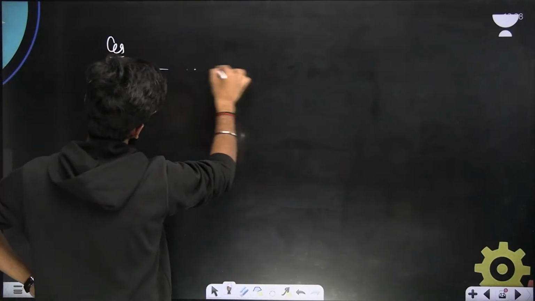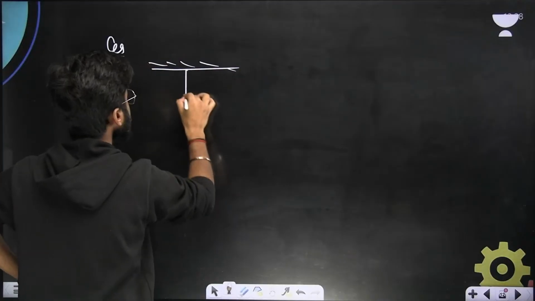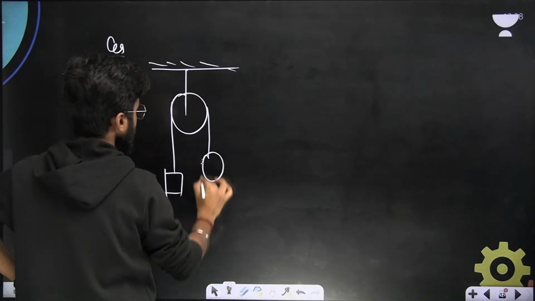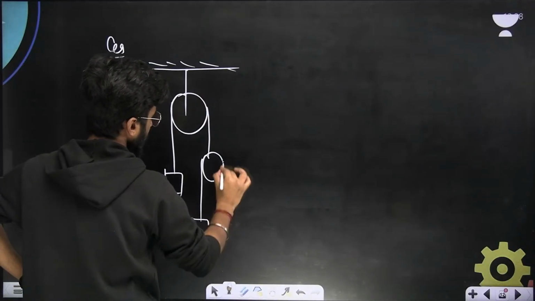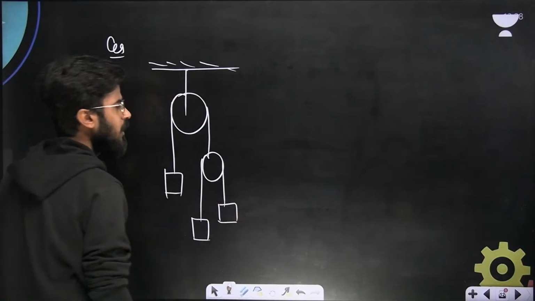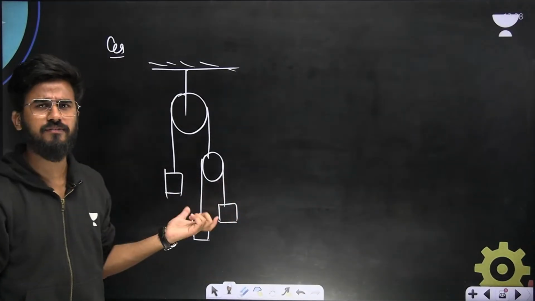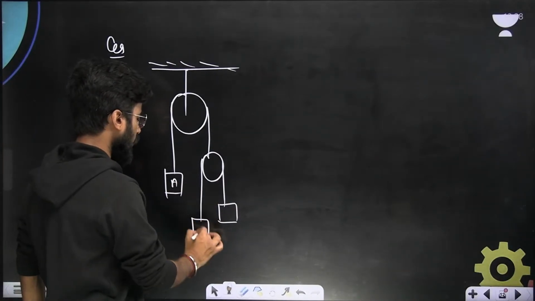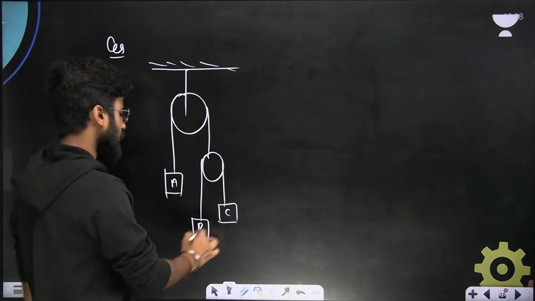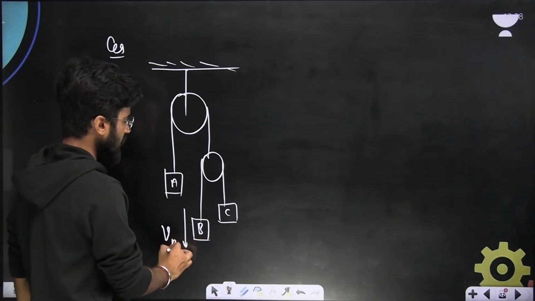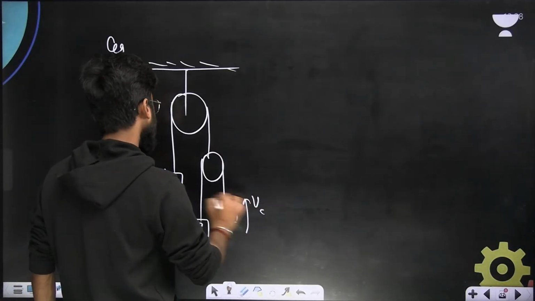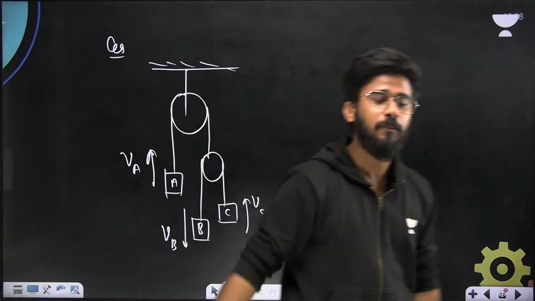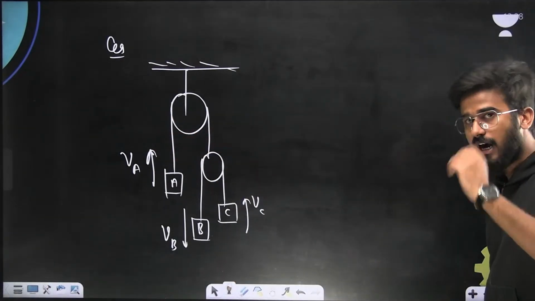Okay, suppose that we have a problem like this. This is a very famous problem of SC Verma or whatever the competitive exam, you have at least once seen this problem in your life. Okay, so suppose that this block is A, this block is B, this block is C, and this block is moving with VA, this block is moving with VB, and this block is moving with VC. We have to find the relation between VA, VB and VC. How will we be solving this?